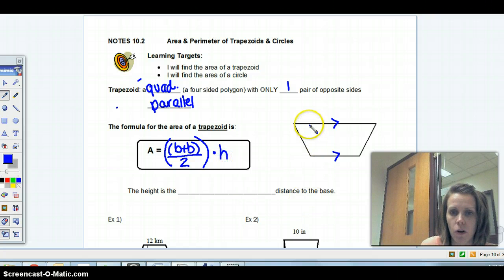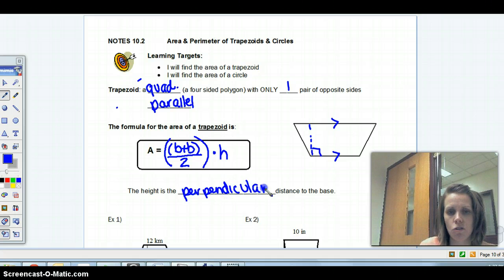And just like before, the height of your trapezoid is going to be that perpendicular height. So you're going to look for that right angle. Okay? Straight up and down. So the perpendicular distance from the base. Now the bases are going to be the sides that are parallel to each other. So this would be a base, and this would be a base. And then this is your height. Okay, so those are the things that you're going to look for in your trapezoid.